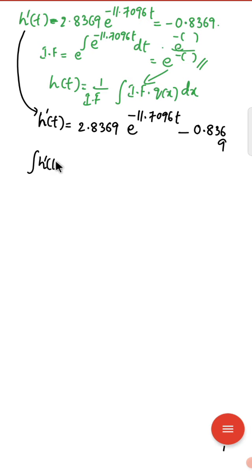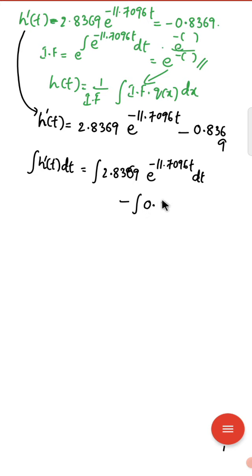The integral of h dash of t dt is equal to the integral of 2.8369 e to the power of minus 11.7096 t dt, minus the integral of 0.8369 dt.